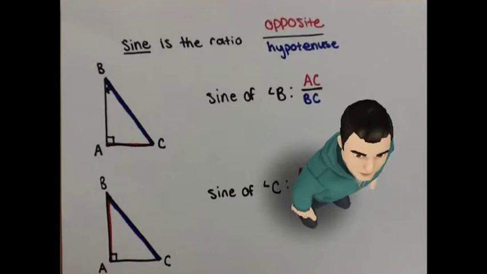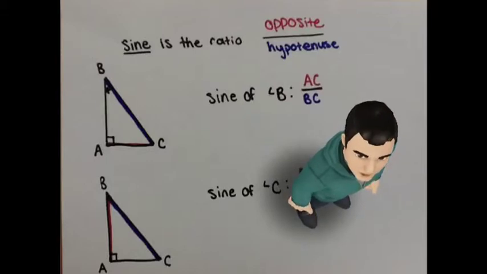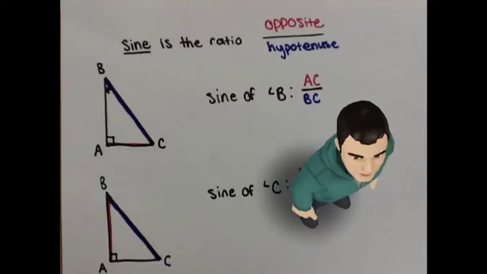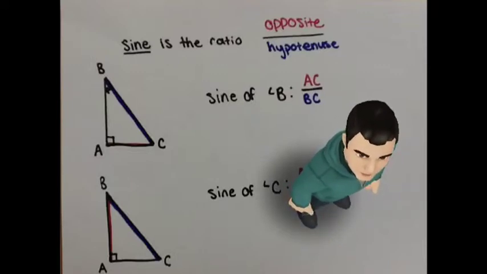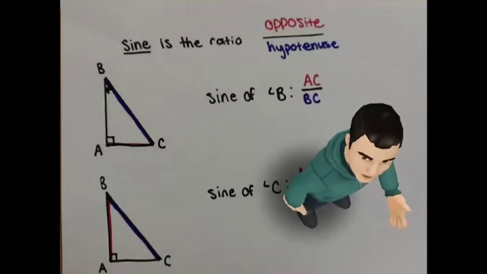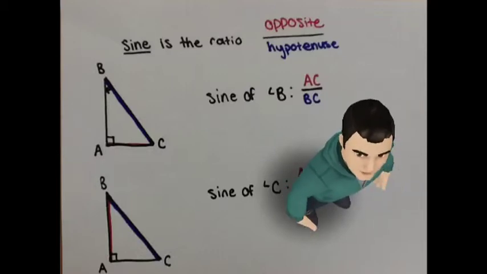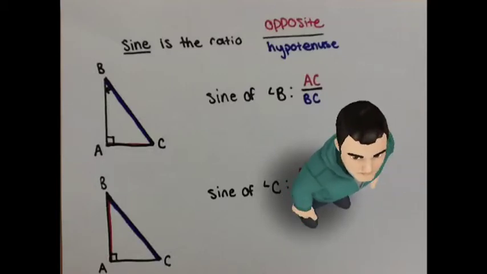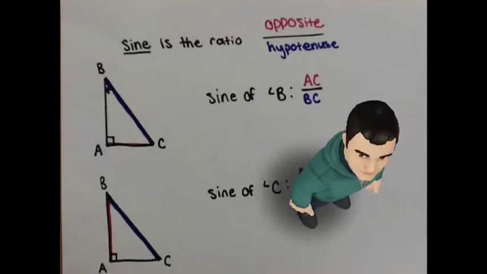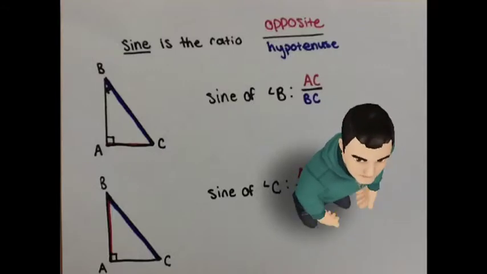This video is about sine and cosine, which are trigonometric ratios. Sine is the ratio of the opposite leg over the hypotenuse. The opposite leg is in red, and the hypotenuse is in blue on this first example problem. So the sine of angle B is the measure of segment AC over the measure of segment BC.